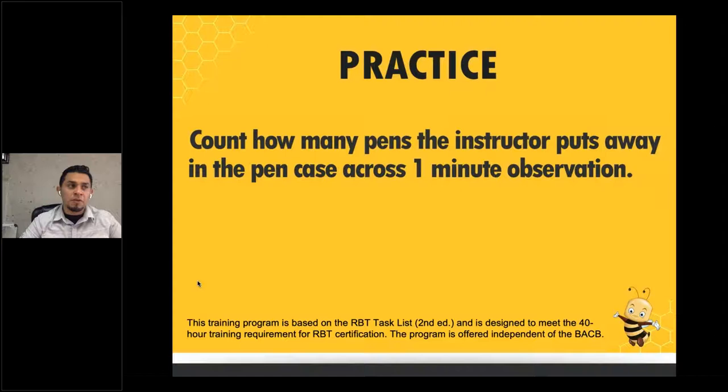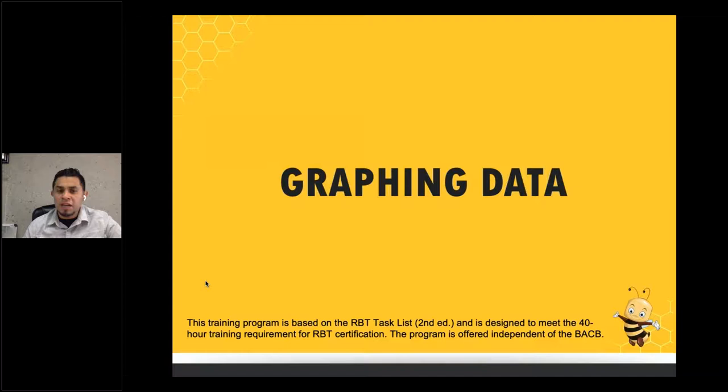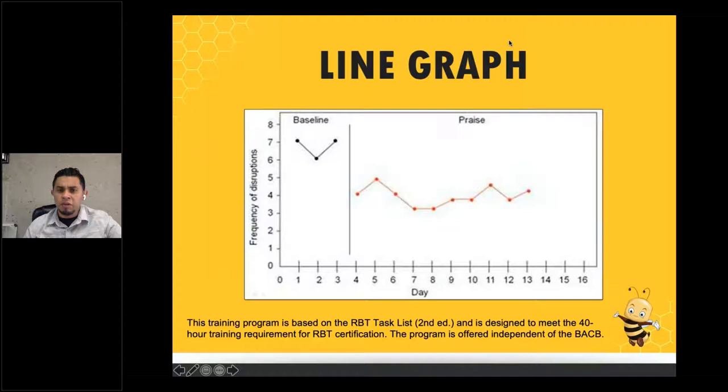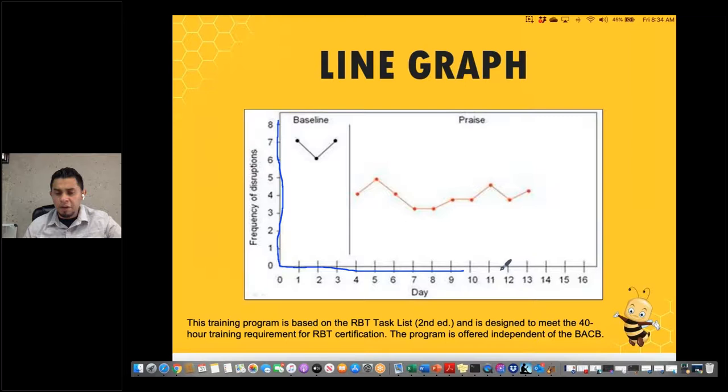So now we're going to get into one of the final topics here, which is graphing data. I think we did review briefly how line graphs look, but in our field, we use something called line graphs. You see this right here. Very relevant to the way our supervisors analyze data. Here, the dimension that we're looking at is frequency of disruptions. You see that it goes from 0 to 8. And we have something called the baseline phase, which is before we start introducing any type of intervention, the behavior is occurring. In this one right here, it occurs 7 times. This one occurs 6 times. In this one, it happens 7 times. And you're able to track the days here.